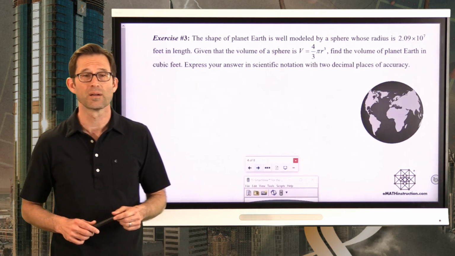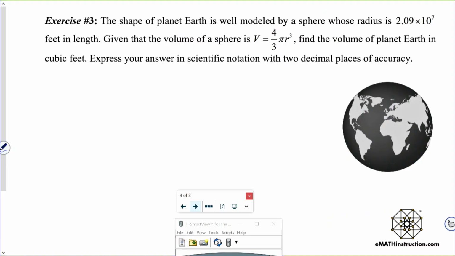Let's take a look at exercise number 3. The shape of planet Earth is well modeled by a sphere whose radius is 2.09 times 10 to the 7th feet in length. Given that the volume of a sphere is V equals 4/3 pi r cubed, I think I remember that from our last unit, find the volume of planet Earth in cubic feet. Express your answer in scientific notation with 2 decimal place accuracy.